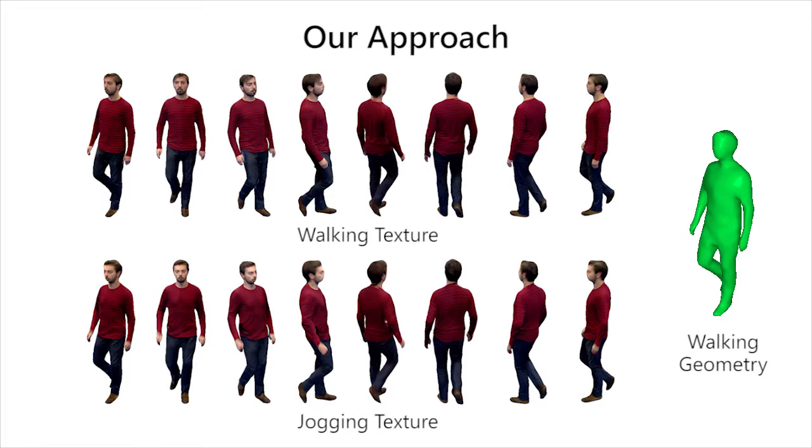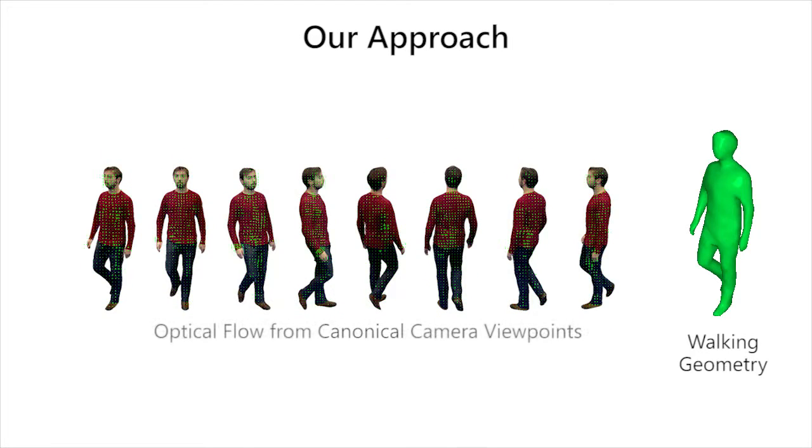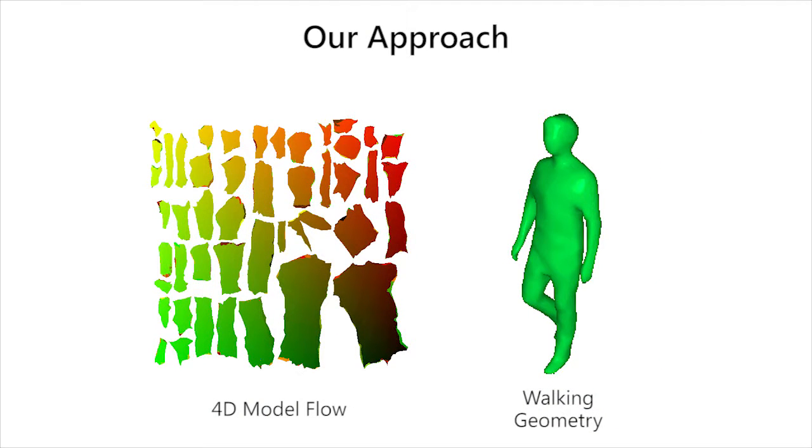We first project the captured appearance onto a common geometry proxy and render it from a set of canonical camera viewpoints. In this example, both the walking and jogging appearances are projected onto the walking geometry. We evaluate the visual discrepancies between each pair of corresponding cameras using dense optical flow. The computed flow fields are projected from the camera screen space to 3D space and then converted to a 2D local representation on the surface of the geometry, independent of camera viewpoint. The generated 4D model flow encodes a parametric appearance model of the input pair of 4D models.